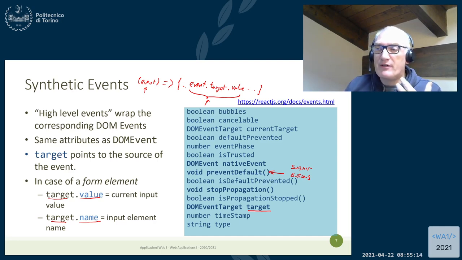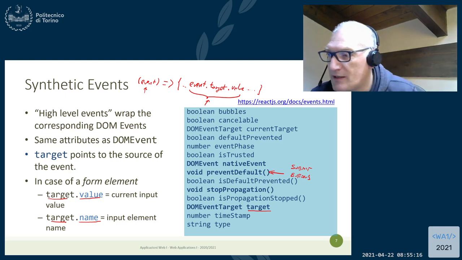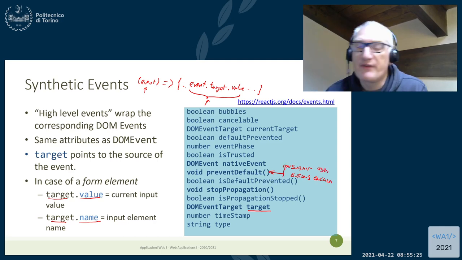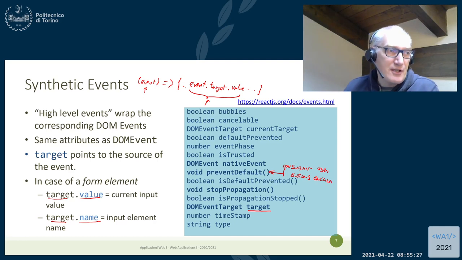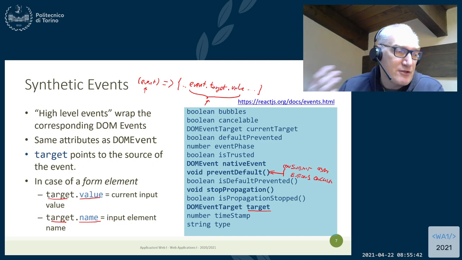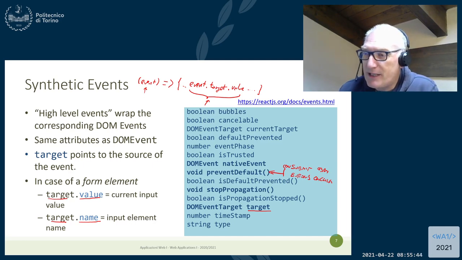So usually when you have on click on a button or on submit on a form, we usually want to prevent the default action, which is that of submitting the form. In all the other cases, the default behavior is basically selecting something. That usually doesn't do any harm. But on the form we actually need to stop the submission from happening, because that would kill our application and load the page.